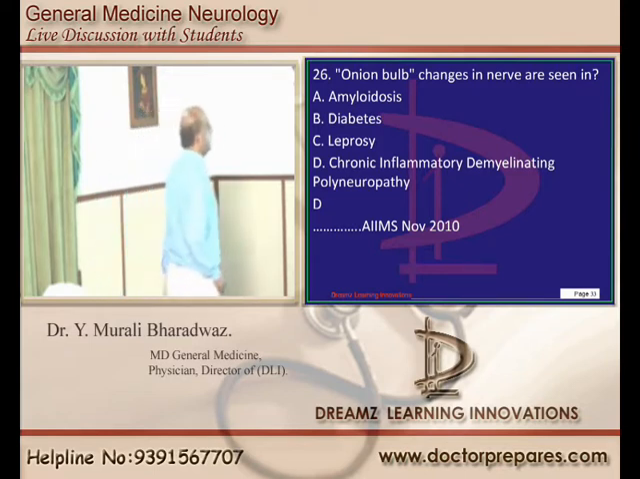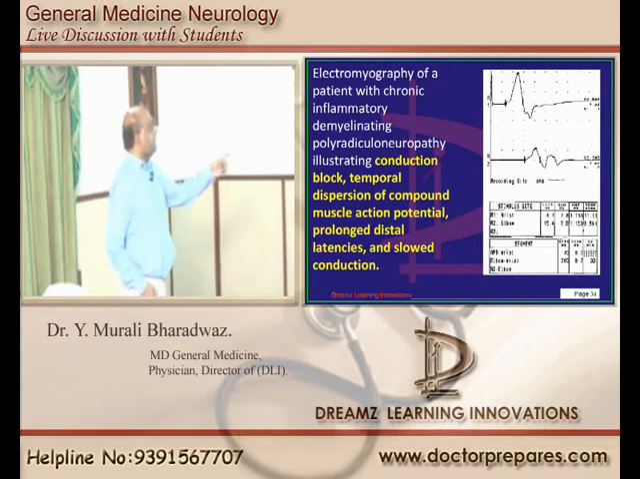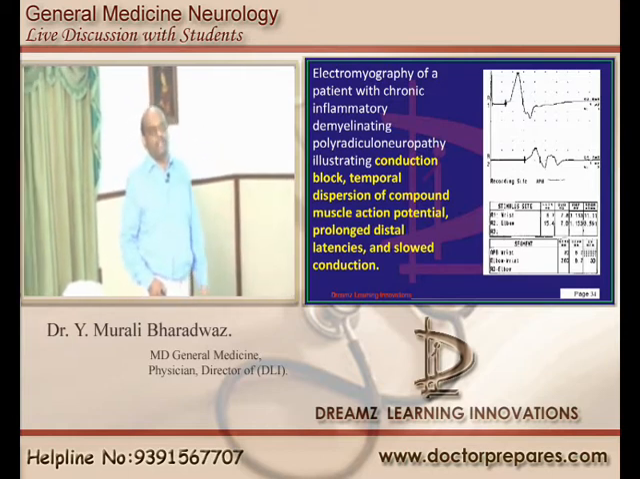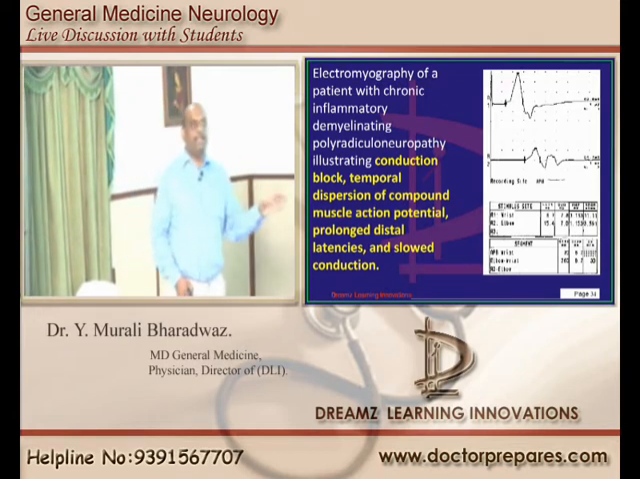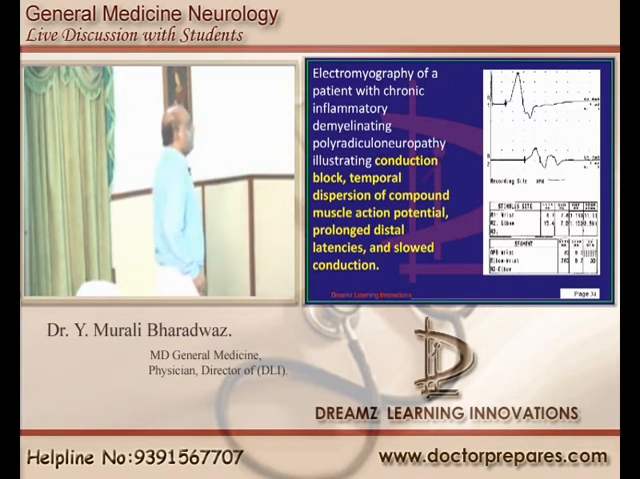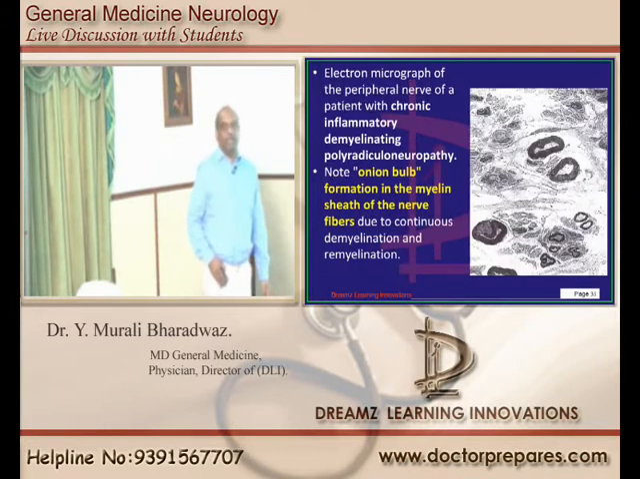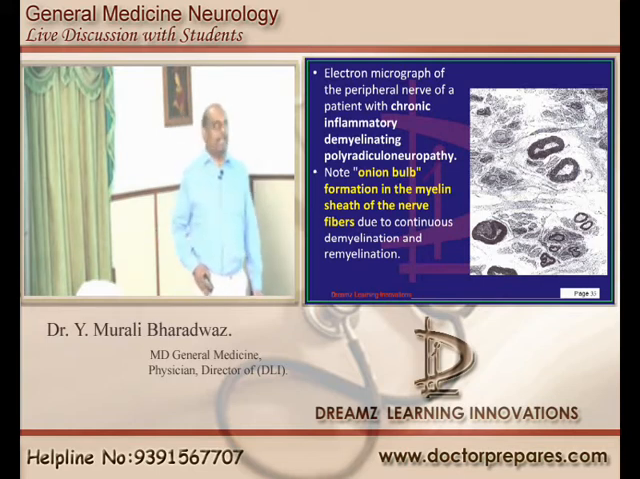Now let us look into it. Typically, if there is a CIDP, there is a conduction block, and if you take muscle action potential, there is something called a temporal dispersion of the compound muscle action potential, prolonged latency and a slowed conduction. They are all the classical EMG findings in cases of CIDP. If you do electron microscopic evaluation, this kind of onion bulb like formation of the myelin sheath of the nerve fibers is a classical feature.